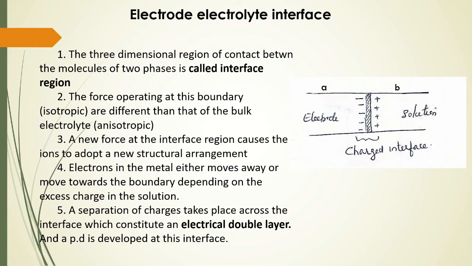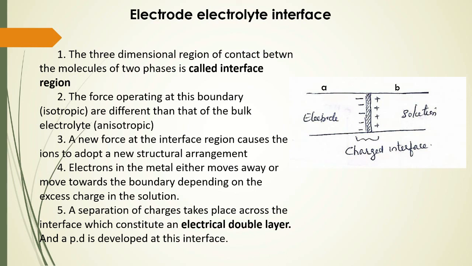Basically, the presence of a new force at the interface region may disturb the isotropic properties. Due to the new forces near this electrode-electrolyte interface region, the arrangement of particles in the interface region is different. The ions and water molecules of the electrolyte solution may tend to adopt a new structural arrangement, and this also affects the phase on the other side of the phase boundary as well.